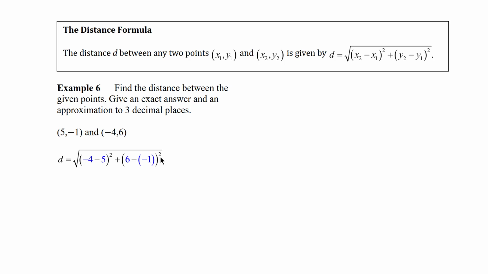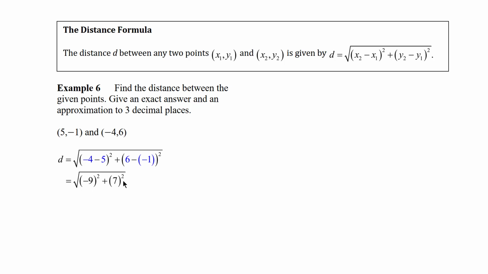Next, we simplify the inside of the parentheses. Negative 4 minus 5 is negative 9. 6 minus a negative 1 is positive 7. The result is the square root of (-9) squared plus 7 squared.